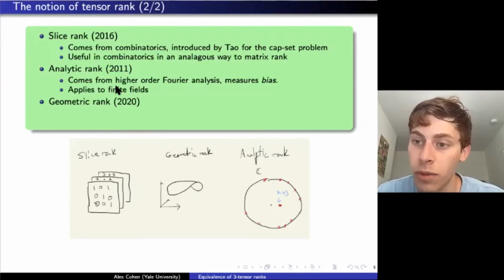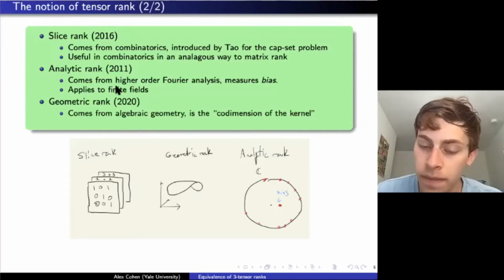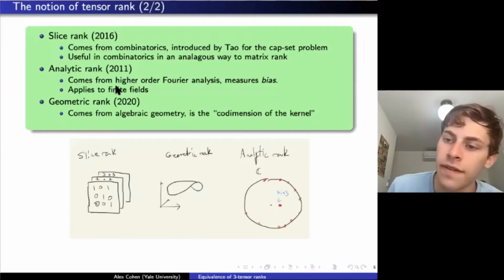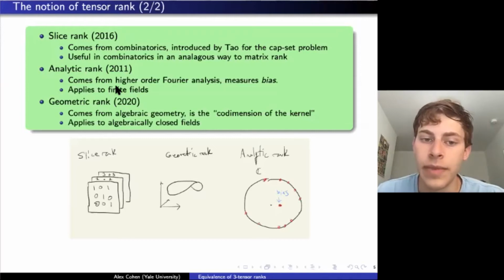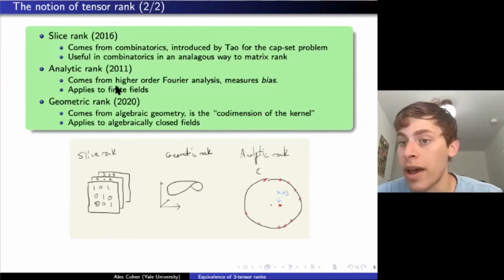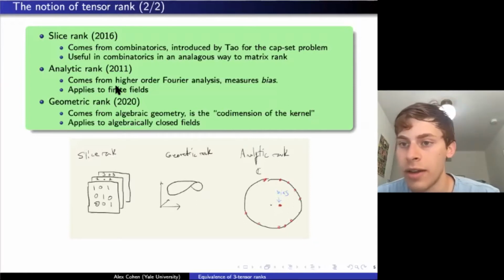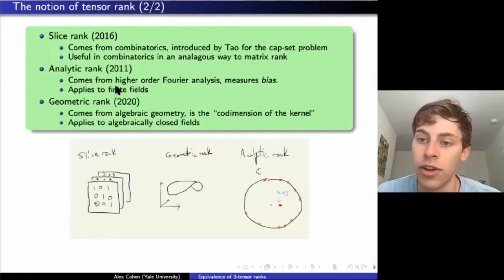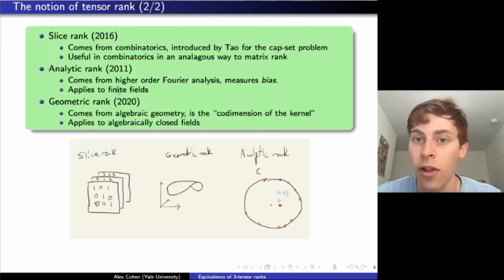The third notion we're interested in is geometric rank. Geometric rank comes from algebraic geometry, and it is a generalization of the codimension of the kernel definition of matrix rank. Analytic rank only applies to finite fields, and geometric rank only applies to algebraically closed fields. The reason for that is because it's based on algebraic geometry. The basic manipulations we want to do to make geometric rank have reasonable properties only work over algebraically closed fields.